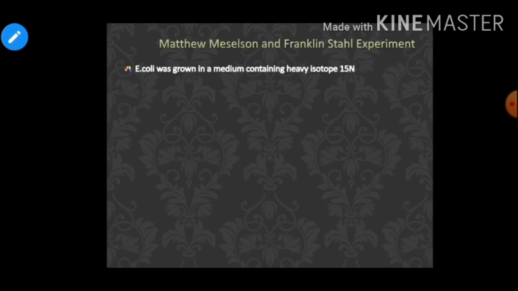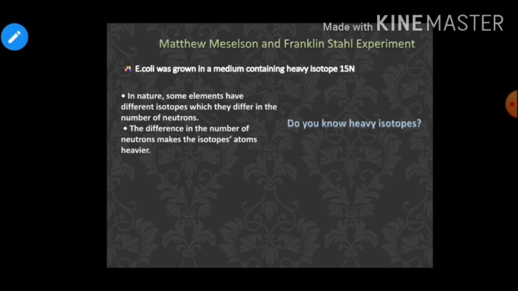Now children, in the very first step of this experiment, E. coli was grown in medium containing the heavy isotope, that is N15. Do you know heavy isotope? Okay, I will tell you. Children, in nature, some elements have different isotopes, which differ in the number of neutrons. The difference in the number of neutrons makes the isotope atoms heavier, right?